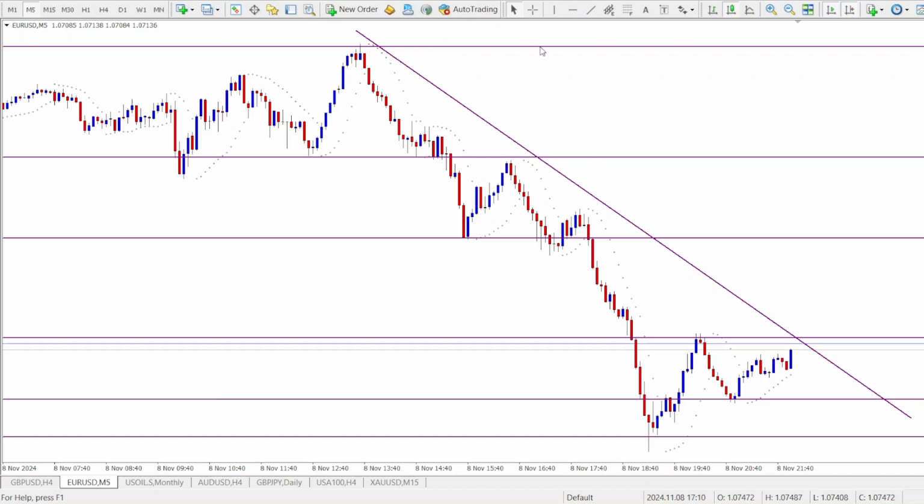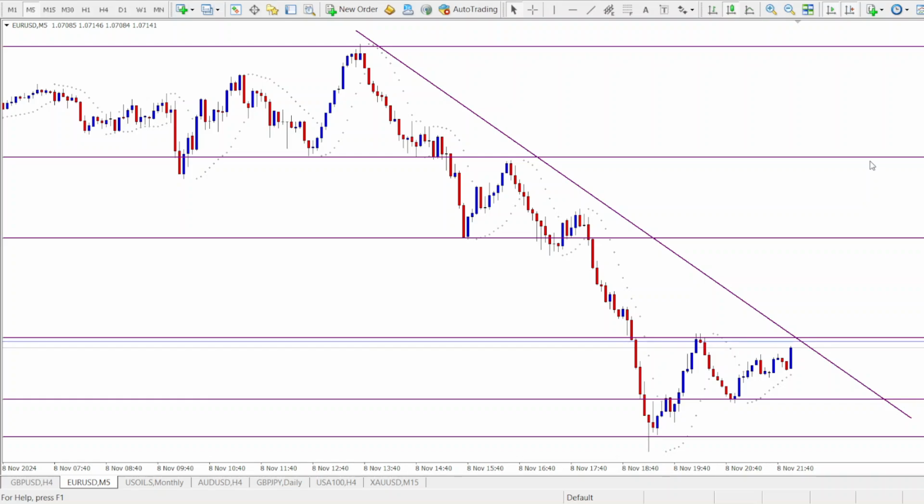And then you use your horizontal support and resistance levels. As you can see on this chart, the horizontal support and resistance levels are going to give you possible reversal points, your points of exit. So the support and resistance zones are very important. It's also very necessary that you manage your risk appropriately.